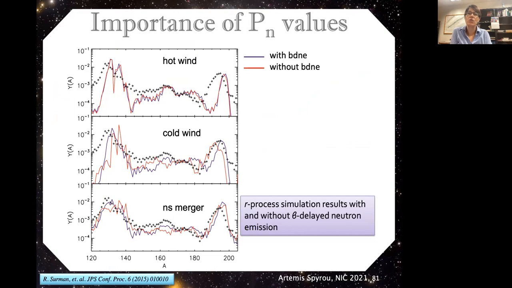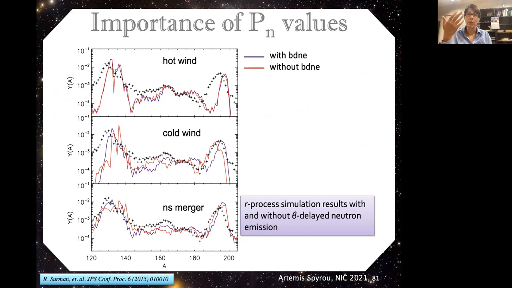And now moving to Pn values. So beta delayed neutron emission is very important for various reasons. One is that it defines the path going back to stability after the r process is done. So we need to know exactly what that path looks like.